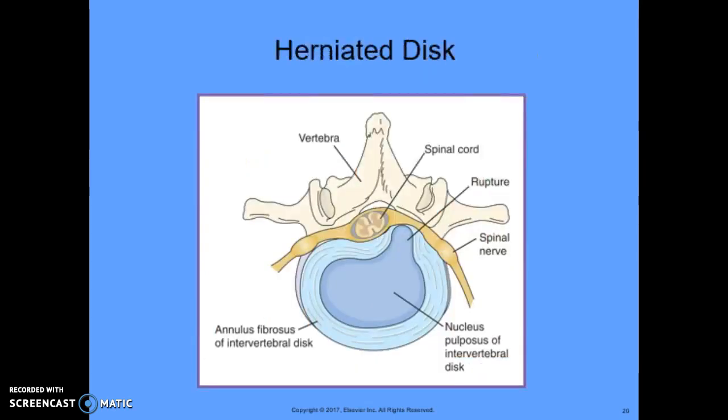You can find this image of a herniated disc in figure 19.10 of your book. And a herniated disc occurs when the soft nucleus of an intervertebral disc protrudes through a tear or weakened area in its tough cartilaginous covering.